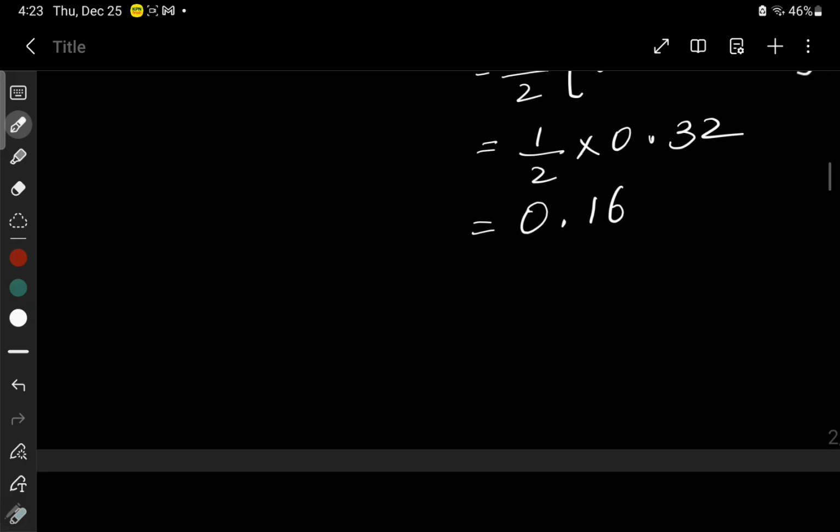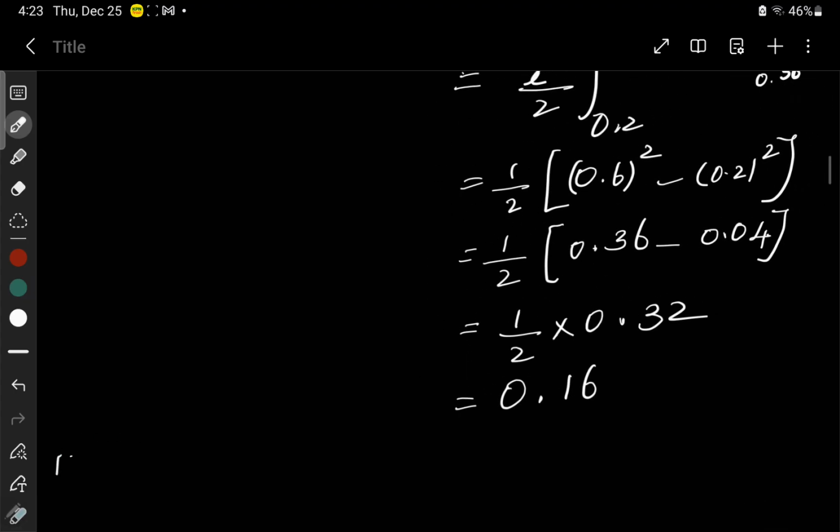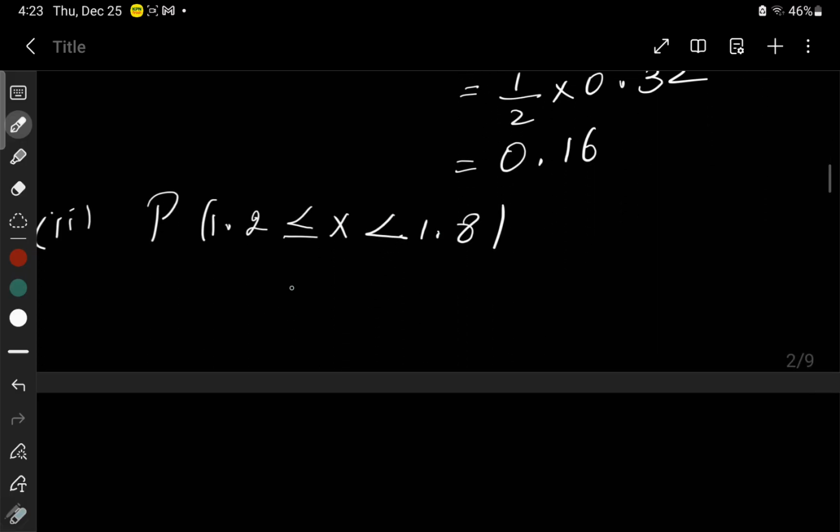0.16. See the second division. P of 1.2 less than or equal to x less than 1.8. So this is the integral from 1.2 to 1.8 of f of x dx.